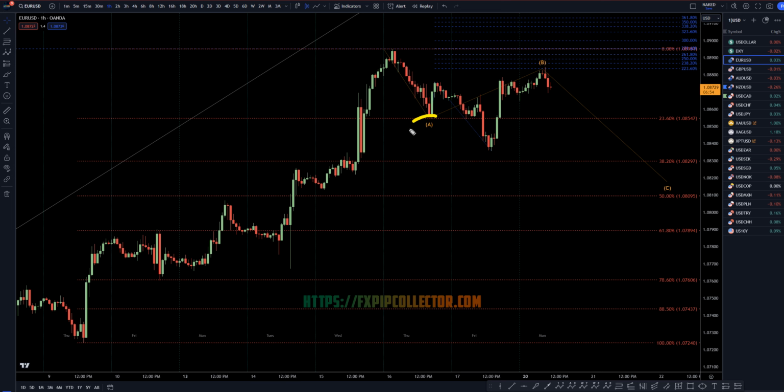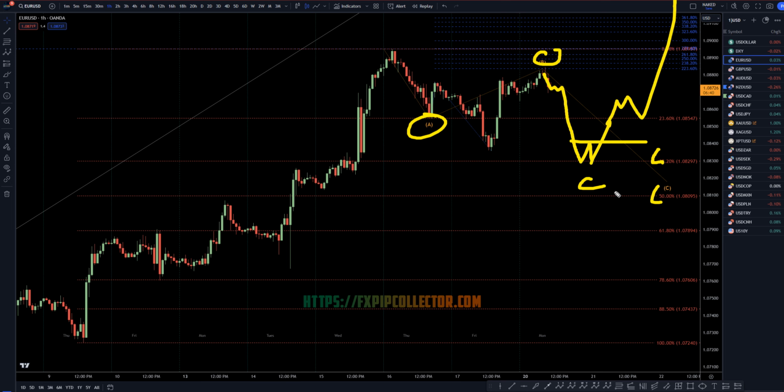So first of all, we got an A, we got an ABC of B, and it definitely looks to me like this is more likely to go down maybe to the 38 or the 50% Fibonacci retracement level to make a wave C before it actually does go up, break structure, and continue the uptrend.